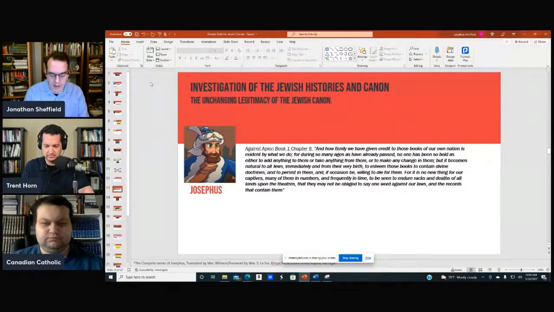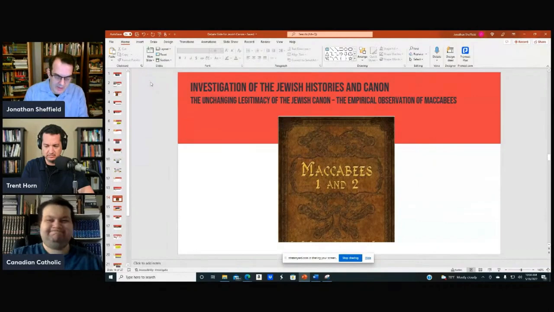Second, Josephus makes an objective demonstration, calling attention to the fact that throughout the passage of so many ages since the time of Artaxerxes, no one has been so bold as to add or take anything away from the Jewish canon. This assertion can be empirically tested and measured in the following case.